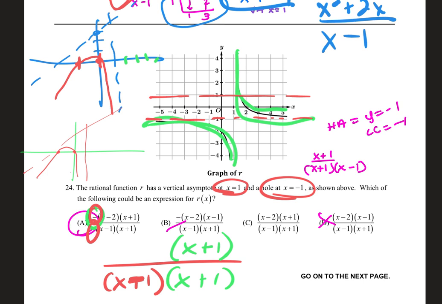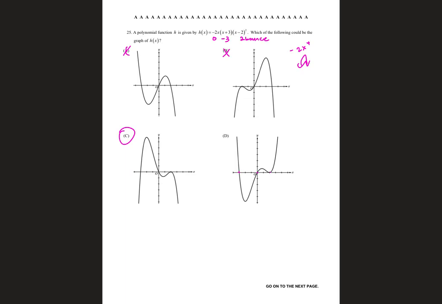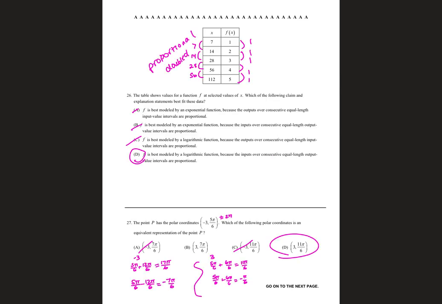You could have also plugged in a point. Yeah, I could have narrowed it down to those 2 and plugged in, let's just say plug in -2 and see what happens. Am I in the right spot? I think 0 is better. 0 works too, yeah. All right, 25, questions on 25? All right, we're good on 25? Okay, 26 and 27.